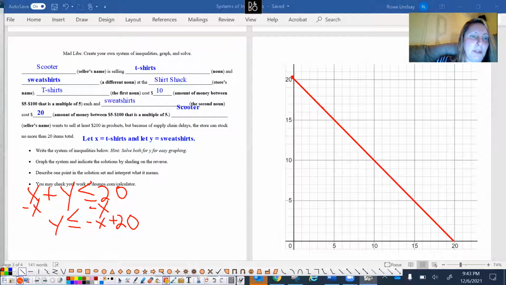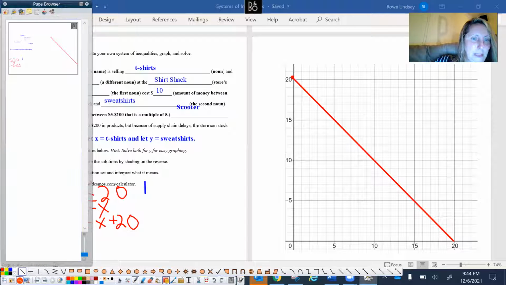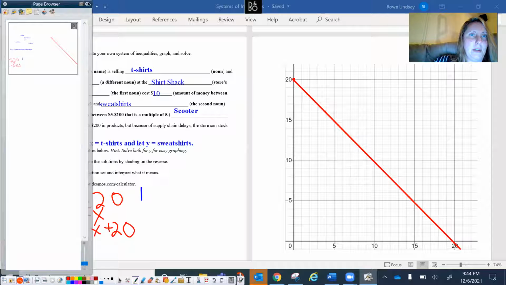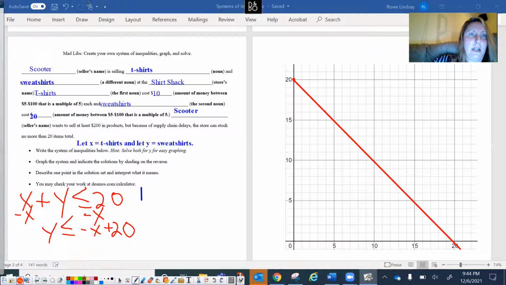But he's got another restriction here. All right, so let's think about that. So he could take $10 times, oops, let's go back. Sorry about that. $10 times the number of t-shirts that he sells, right? $10 times the number of t-shirts, x. Let's make this one blue. We'll make our lives easier, right?